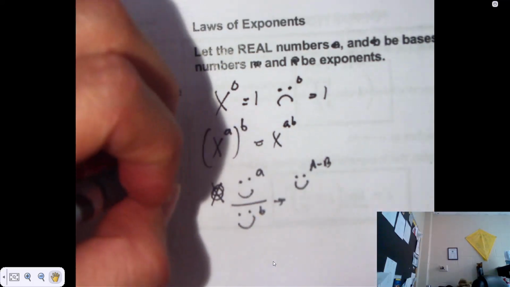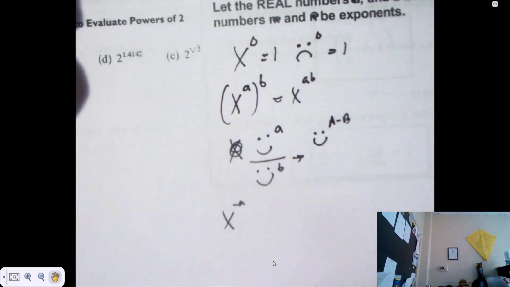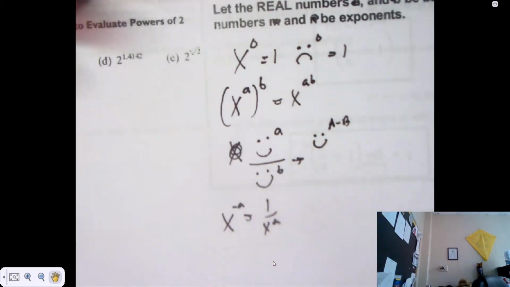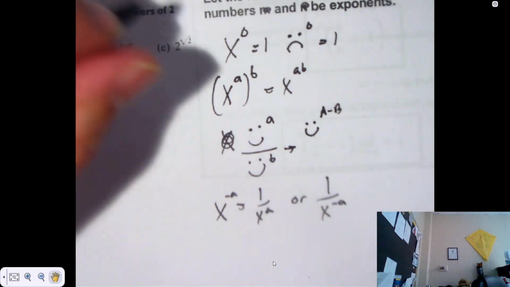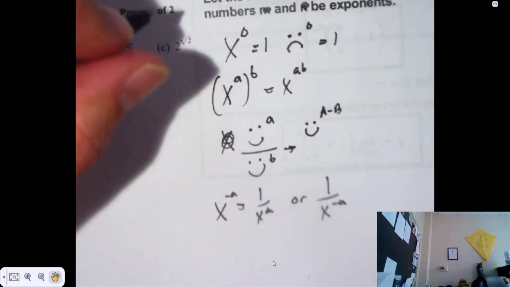All right, what other rules do we need to talk about? Because there's like 7 of them. How about x to the negative a? 1 over x to the a. Now this one has what we call a converse. If you saw the x to the negative a sitting in the denominator, what are you allowed to do? Move it to the top. Becomes x to the positive a.